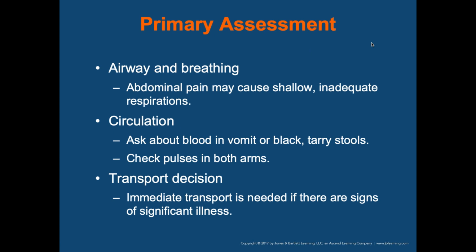We're going to check airway and breathing. So abdominal pain can cause shallow, inadequate respirations because they're trying not to breathe too heavy to make their abdominal cavity hurt more. Circulation, ask about vomit or blood in the vomit or black tarry stools. And then you want to check pulses in both arms. And we need to make a transport decision. Immediate transport is needed if there are signs of significant illness. So we see the AAA, strangulated hernia, or things like that. These patients are critical. We need to get them to an ER.